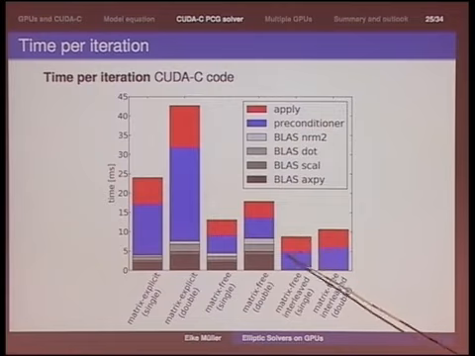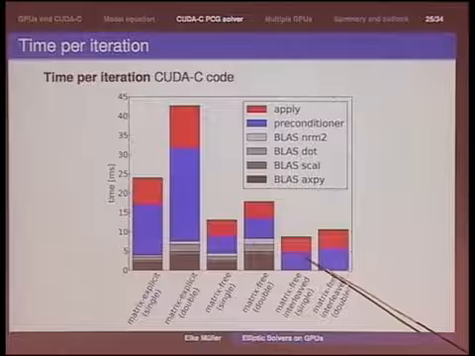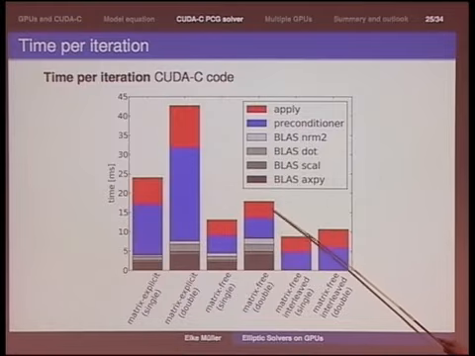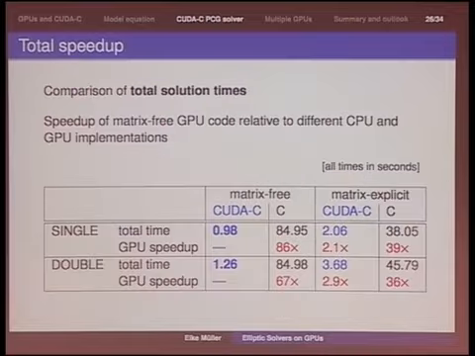And what you see is that basically all these BLAS routines just disappeared. They might increase these times slightly, but not really much. And this is quite a big jump from here to here, from here to here, I think.